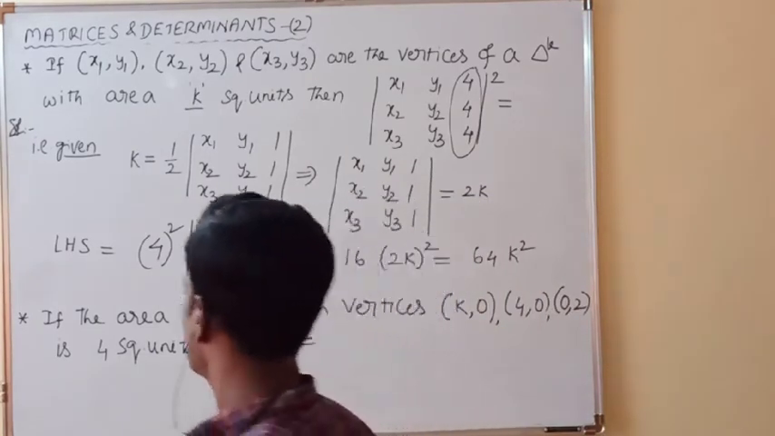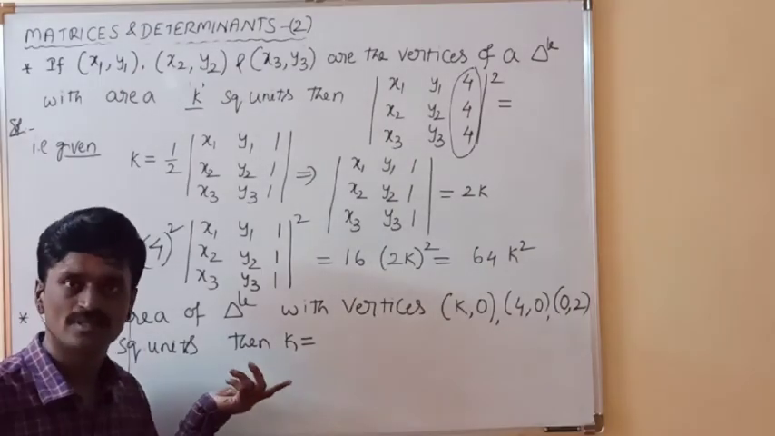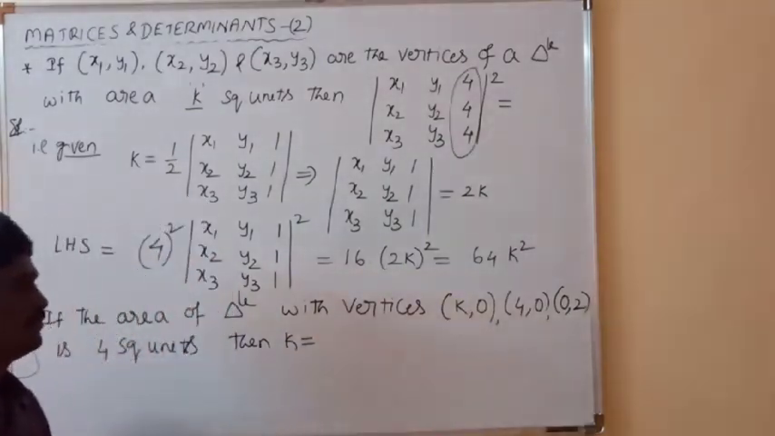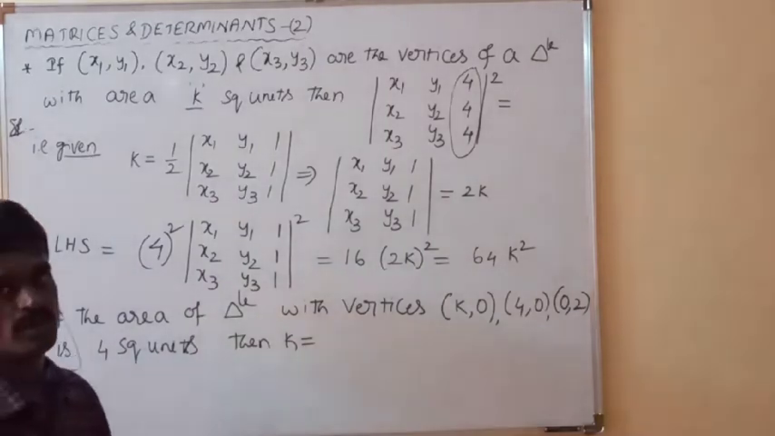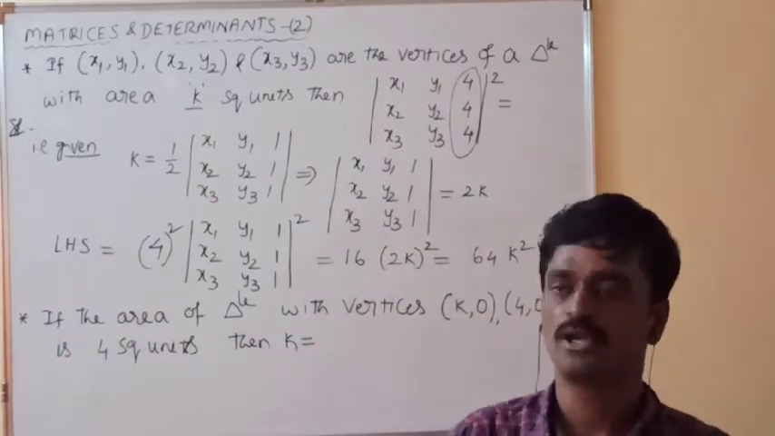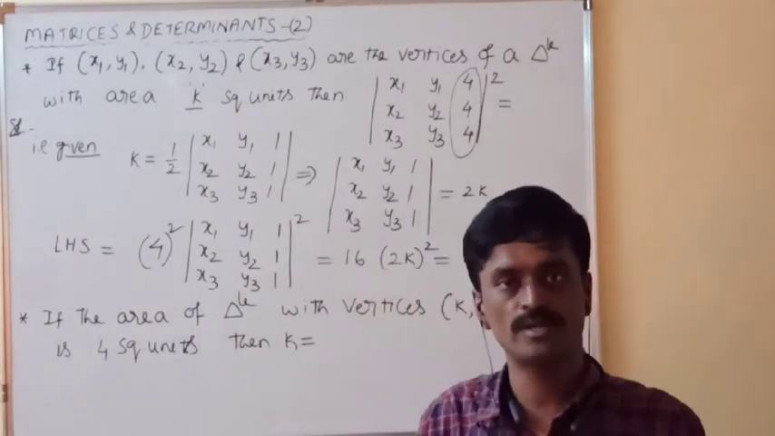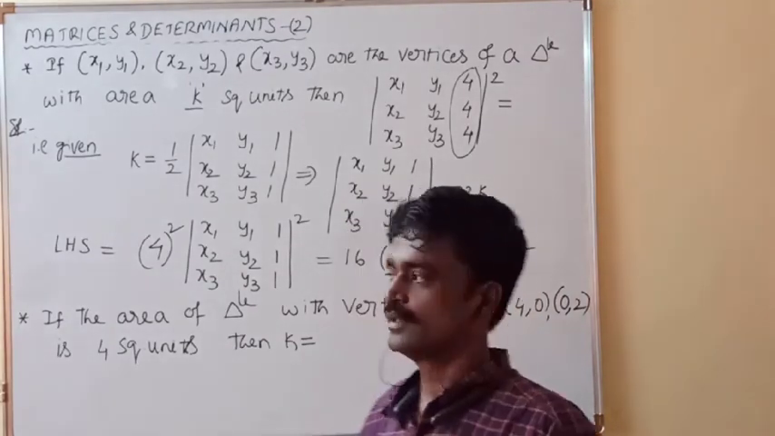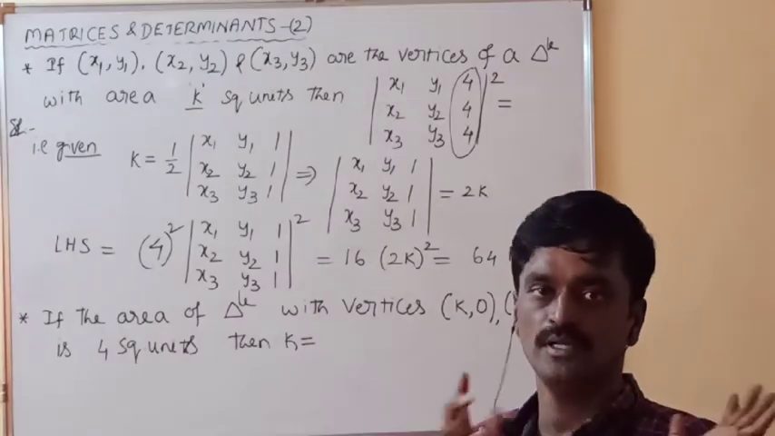Now look at the next problem. This is just like a PUC problem only. See, if the area of the triangle with the vertices (k, 0), (4, 0), (0, 2) is 4 square units, then what is the k value? So just apply the area of the triangle formula and equate it to plus or minus 4. Then you will get two different values for k. So that is the routine method.